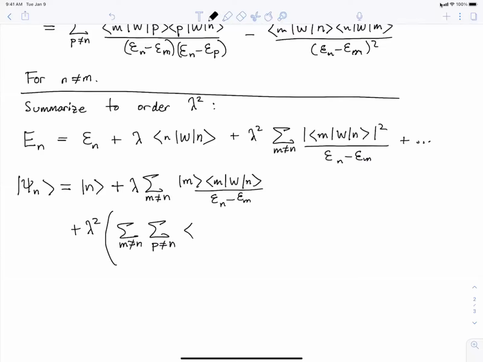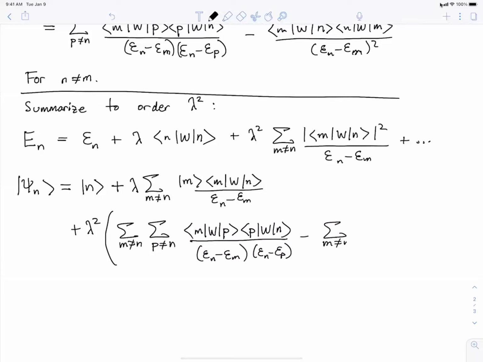Anyway, what goes here is ⟨m|W|p⟩⟨p|W|n⟩ over the denominators (E_n minus E_m)(E_n minus E_p), minus a sum over m not equal to n of ⟨m|W|n⟩⟨n|W|n⟩ divided by the square of the energy difference.